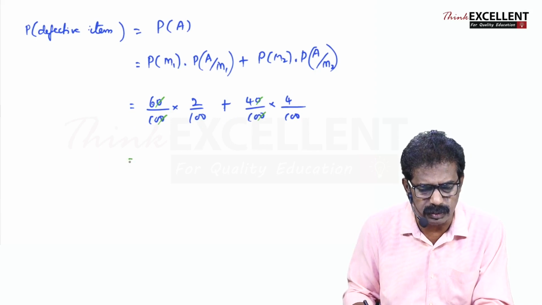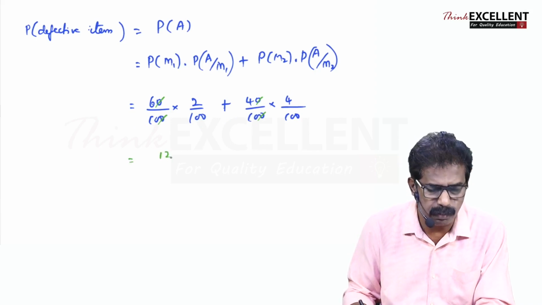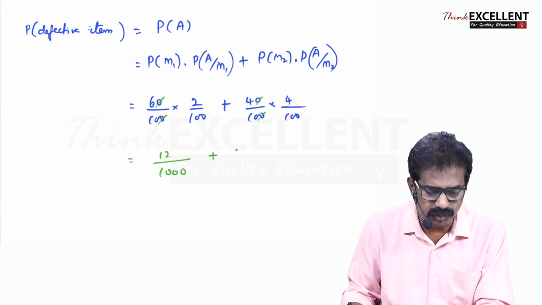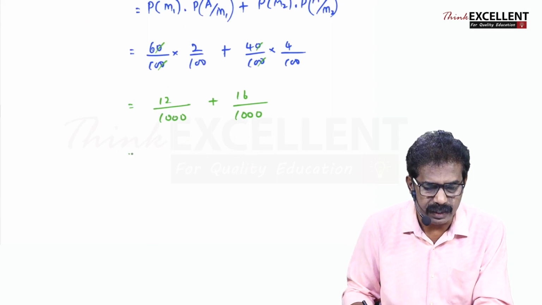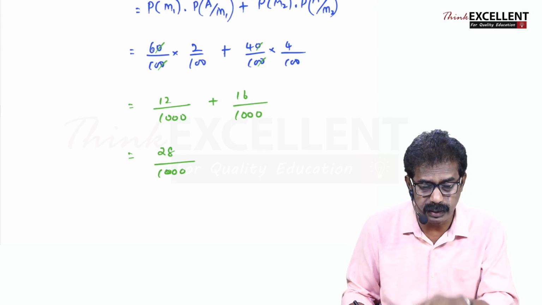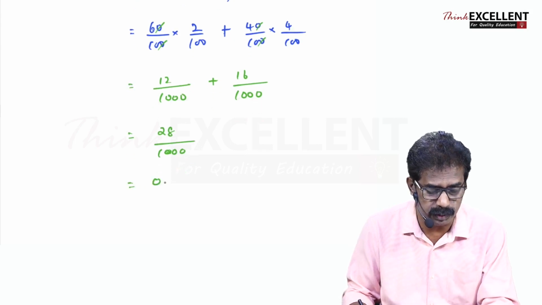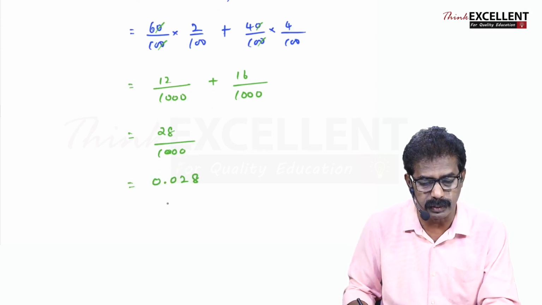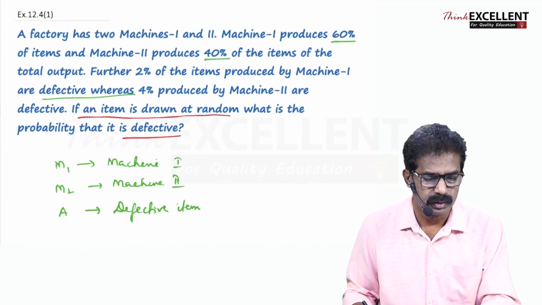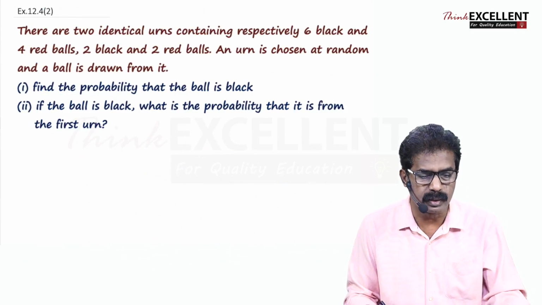I'm not doing that. So 6 2s are 12 by 10 into 100,000, plus 4 4s are 16 by 1000, right? If you add it, you are getting 28 by 1000. Dividing by 1000, 3 digits you shift to the left. So what you get? 0.028. You can cancel by the 4 table also, but this is an easy calculation. So hope you understood. Now let's move on to the second question.